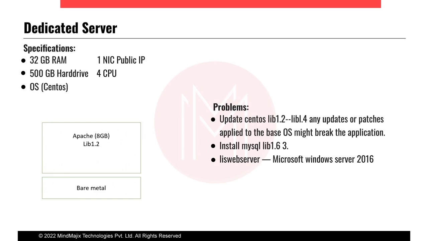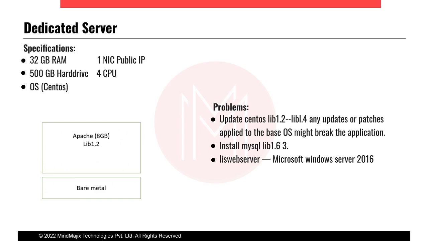What is a dedicated server actually? It is nothing but a bare metal, just a physical machine. Let us consider a bare metal with specifications of 32 GB RAM, a 500 GB hard drive, and one network connector NIC card with a public IP, because we need a public IP so that we can connect with users around the world. They can communicate with your application. So we need that. Then 4 CPUs.